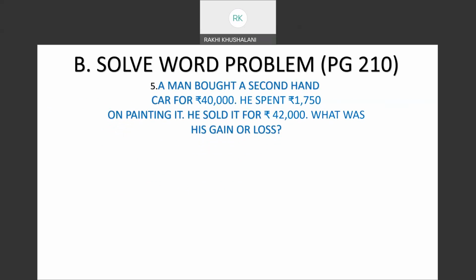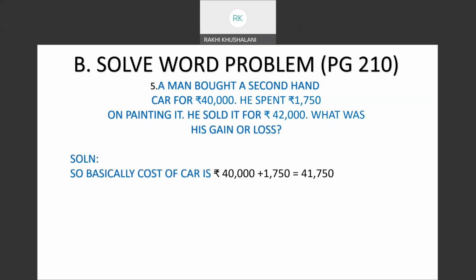Now, I'm just giving you an explanation, not the actual statement writing, okay? So just an explanation about the solution. So basically the cost of the car is rupees 40,000 plus his expenditure of 1,750. So his total expenditure by buying the car and spending on painting is equal to 41,750. So basically the cost price of this car can be called 41,750.